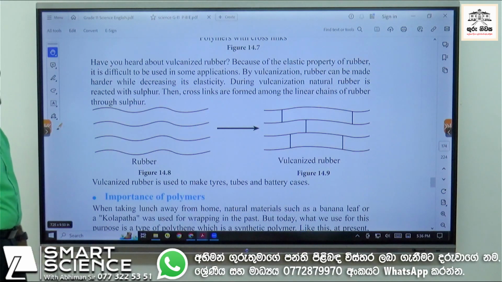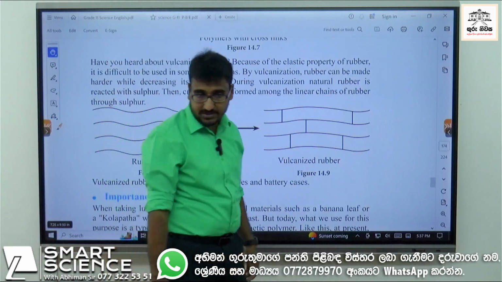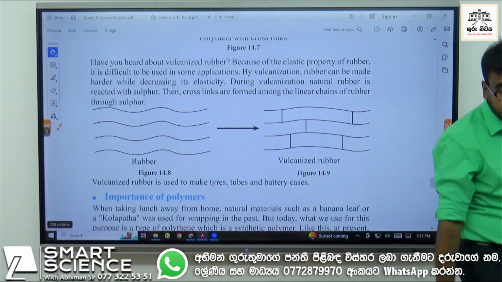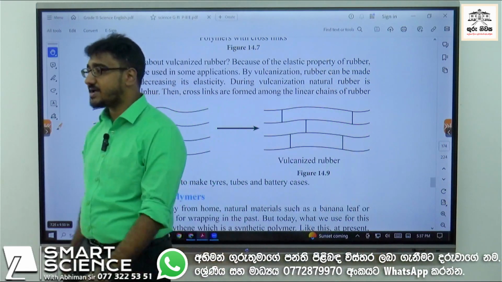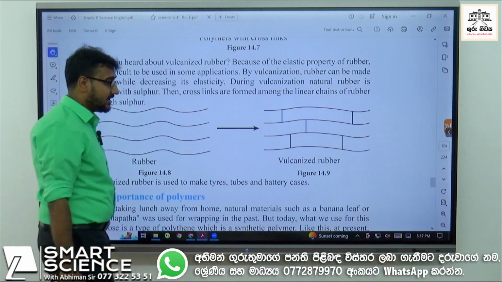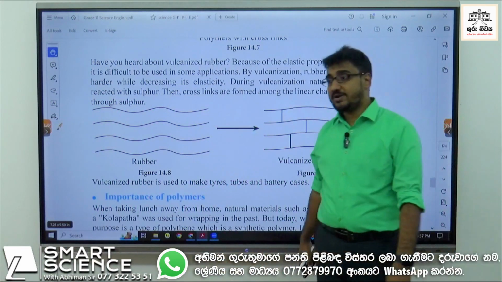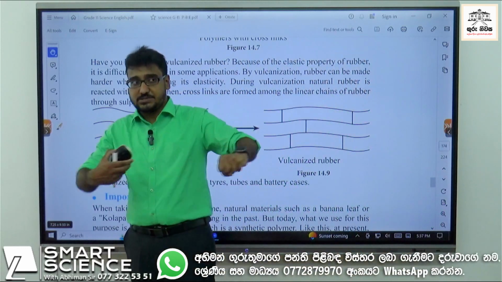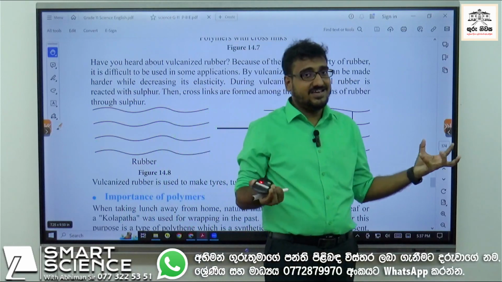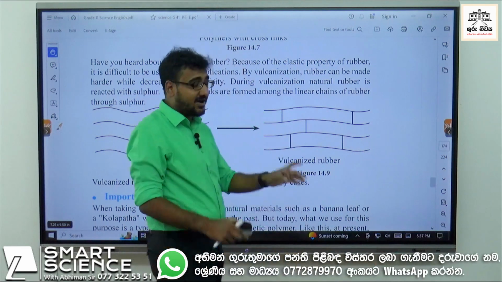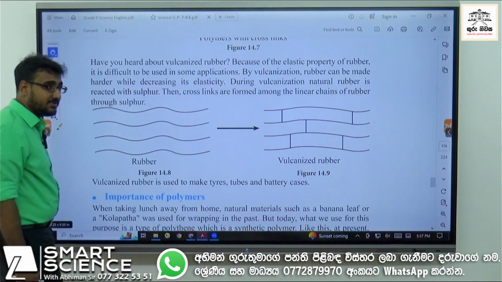Because in natural rubber it is a linear structure. What does vulcanized mean? We have to react rubber with what? With sulfur. When reacted with sulfur, what happens? Vulcanized rubber. I think natural rubber has an elastic nature. But we know that in vehicle tires there is no elastic nature, otherwise vehicles would bounce away. It is very hard. Why? Because natural rubber is vulcanized.